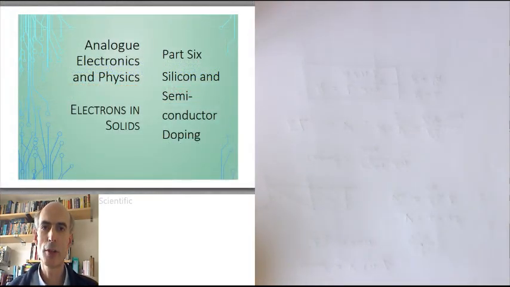Next time we'll look at something fascinating that happens when you take a block of P-type semiconductor and a block of N-type semiconductor and put them together. The so-called p-n junction.